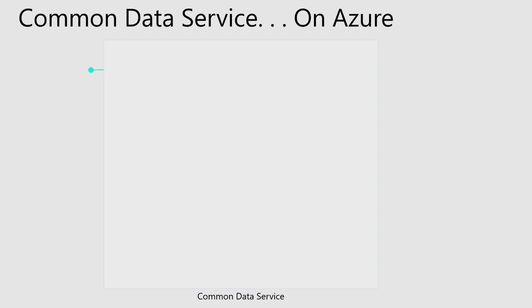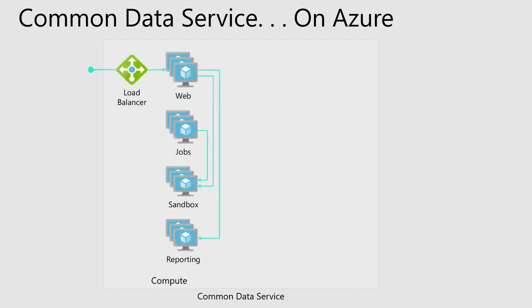When you interact with the common data service, there is an interface that you use to do so, and that interface is consumed by a bunch of applications and services. What that means is there's a bunch of stuff inside of the box that you don't need to worry about, okay? And let's look at what those things are.